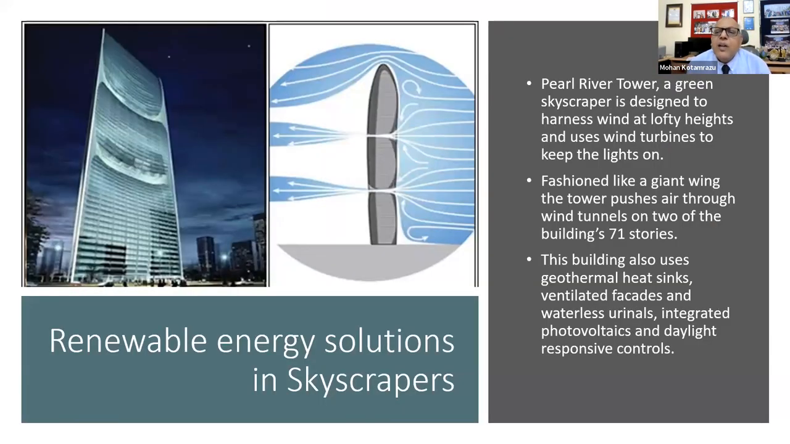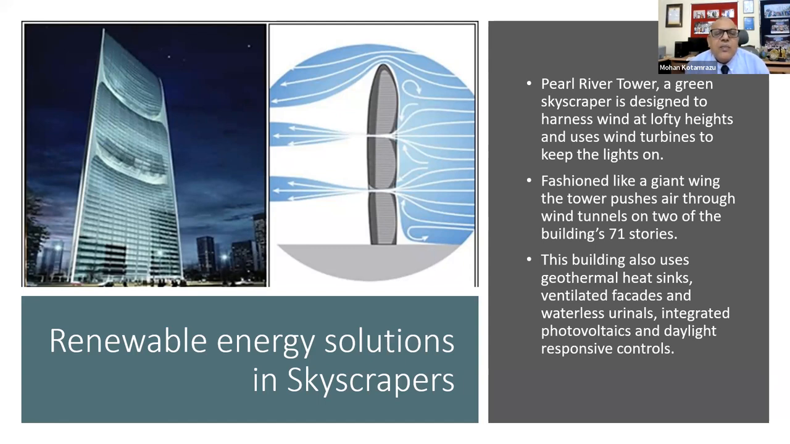This is the Pearl River Tower. This is a skyscraper which is built in China. This was designed by Skidmore, Owings and Merrill. What they have done is taken two giant turbines at two different levels in the building. After 71 stories, you have these turbines.